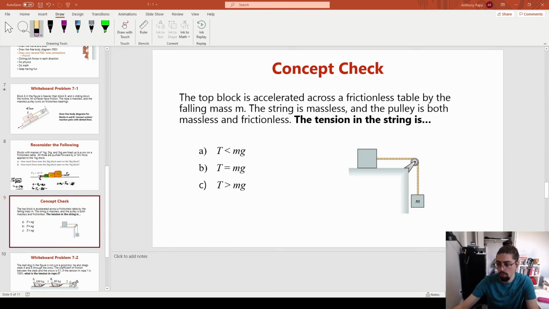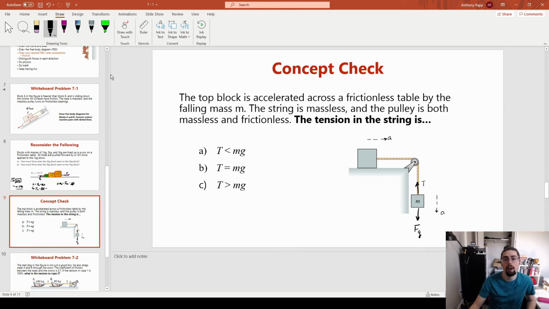I know this thing is falling. I know that there is an acceleration going like this and an acceleration going like this. Think about the forces on my hanging block. I don't have a lot going on here. I've got just gravitational force pulling me down, and I've got tension pulling me up.